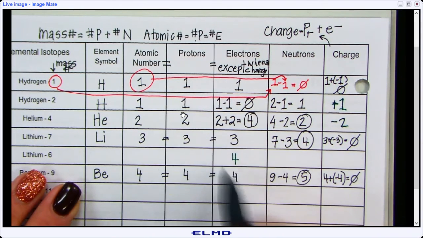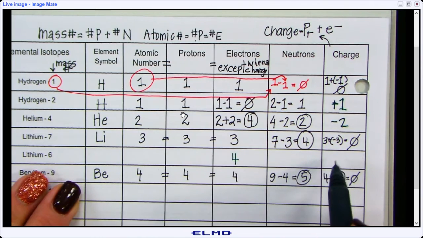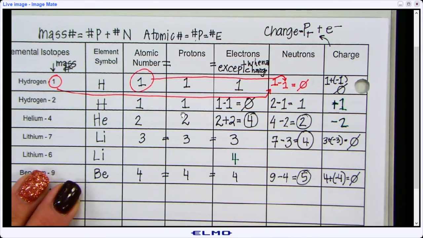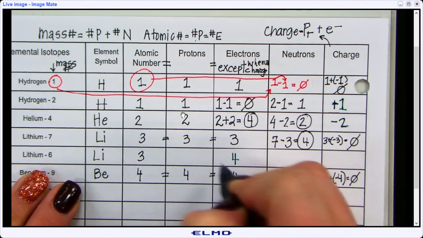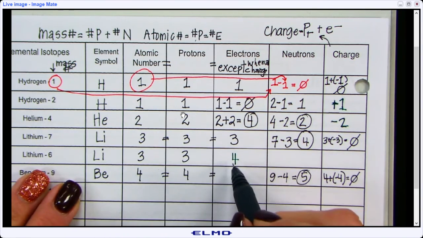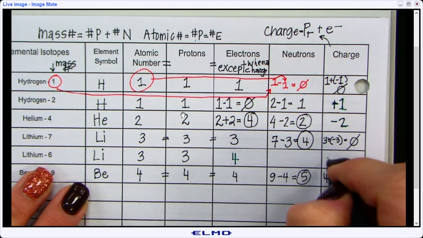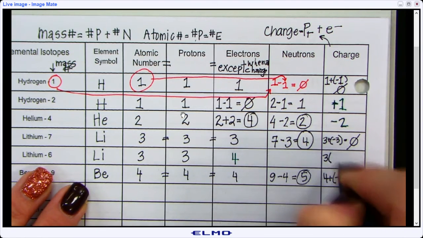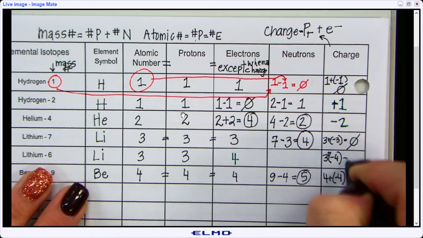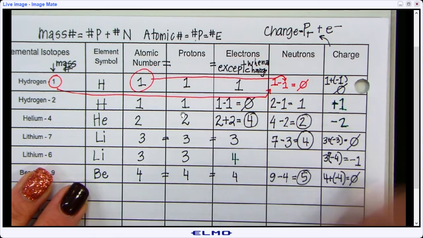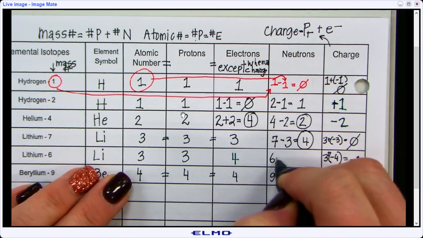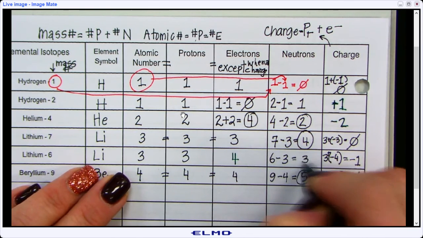Okay, let's do one where we know the number of electrons, but we don't know the overall charge. So lithium we already know is Li. It's atomic number 3. Our protons still should be equal, so it's 3. But we have 4 electrons, so let's do our math over here. So we have 3 protons plus 4 electrons. So our overall charge is -1. So let's do our neutrons then. 6 minus 3 equals 3.